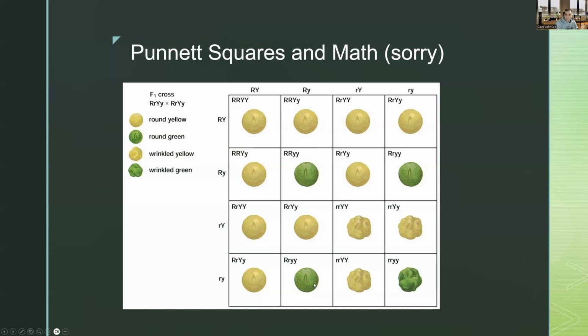Then you have 3 individuals right here who are dominant for the R allele. So they're round, but they are recessive at the Y allele, so they're round and green. Same thing over here, except it's the inverse. Now we have wrinkled peas that are yellow. And then down here, 1 in 16, you have your homozygous recessive at both alleles, your wrinkled green pea. All right. All that is math.